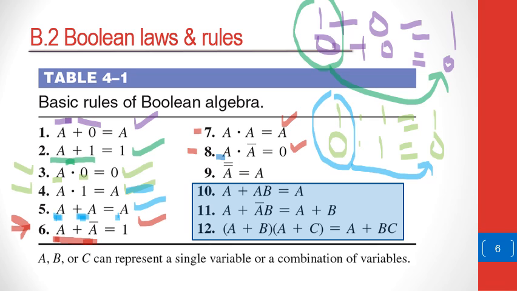Another one to note is rule number 9, which says if you have the complement of A and you take a complement of that, then you come back to A. Which means if A complement is 0, then its complement is going to be the opposite, which is 1.